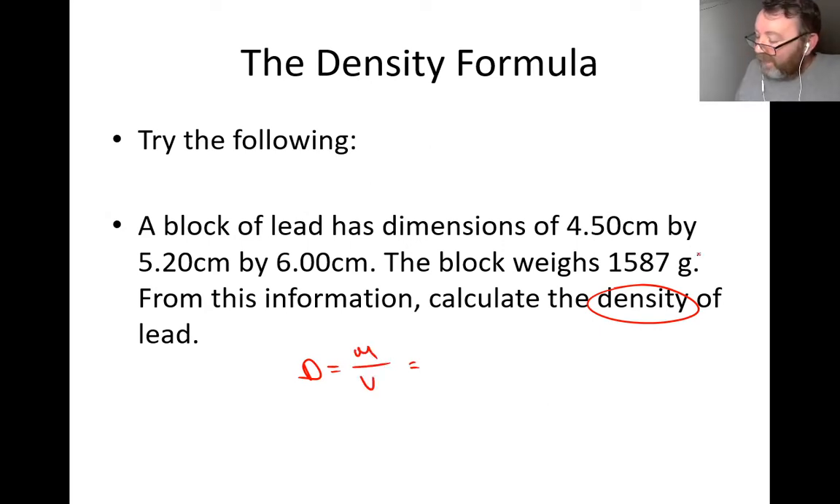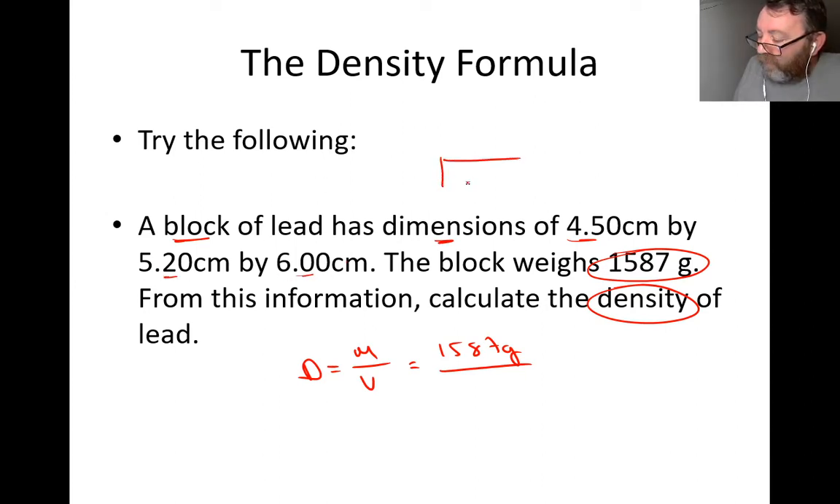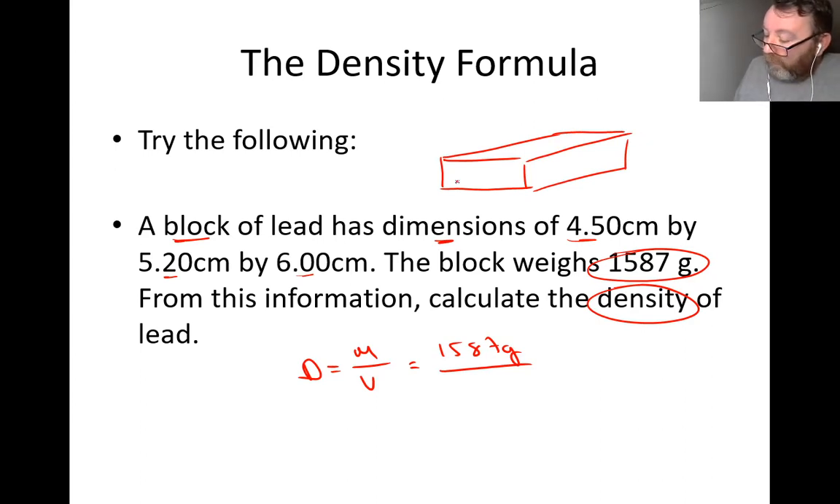Well, we do know density equals mass over volume. Do I have mass? Yes, mass is related to how heavy the object feels. So there's the mass, 1,587 grams. But do I have a volume? No. But what am I told? The block has dimensions 4.5 by 5 by 6. So in other words, we're being given a block of lead, something like this, and we're told that it's 4.5 multiplied by 5.2 by 6 centimeters.